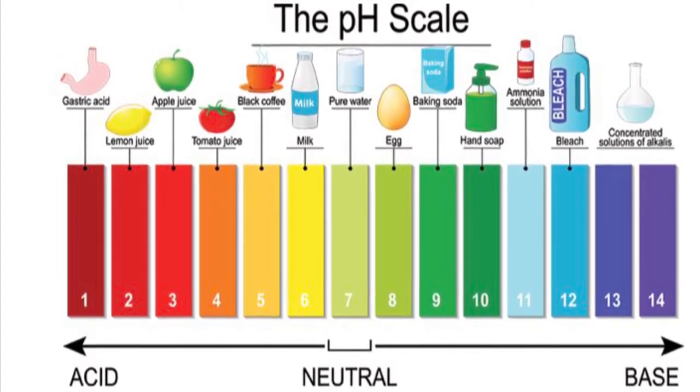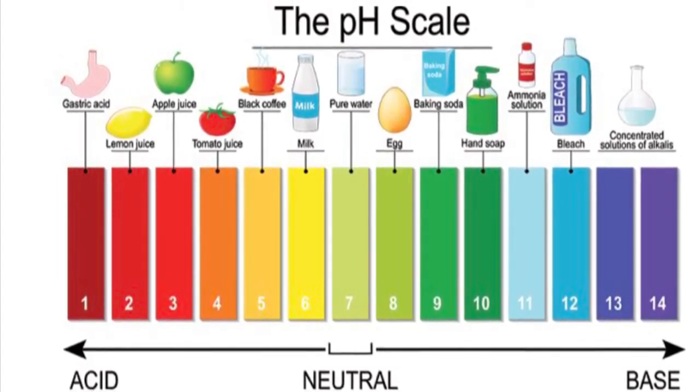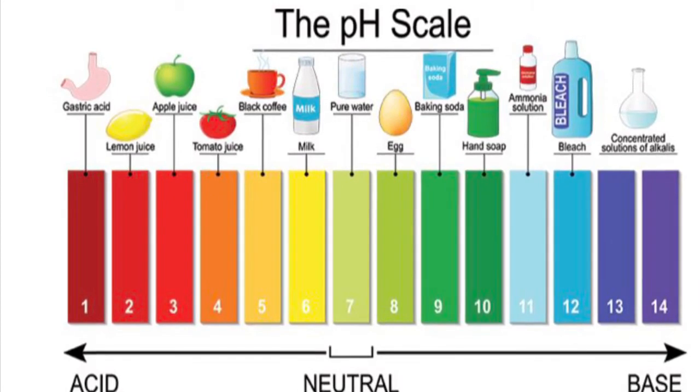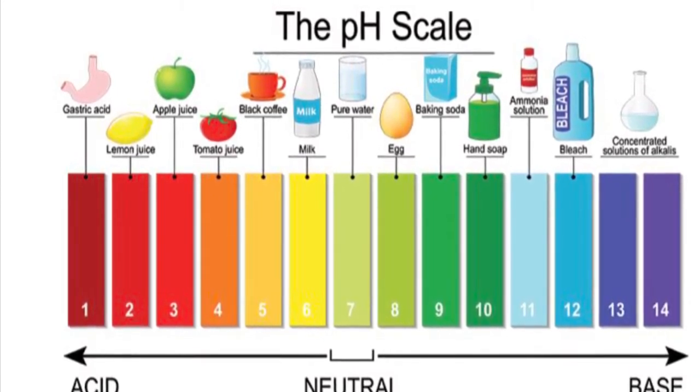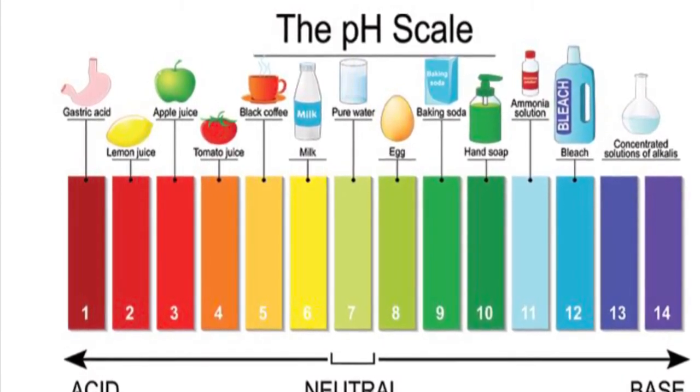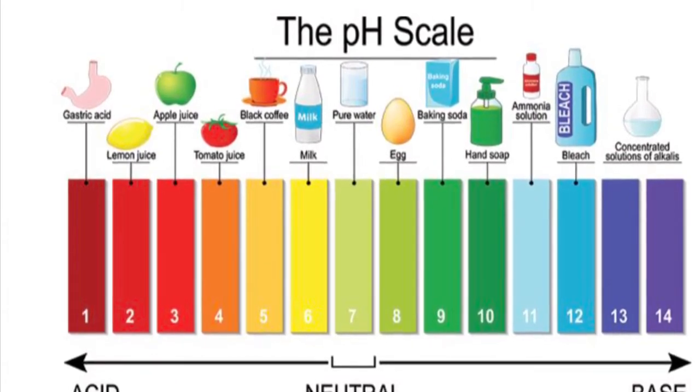Water, which is neutral, has a pH level of 7 on a scale of 0 to 14, while acids have a low pH, such as pop, juice, tomato juice, lemon juice, or other juices.